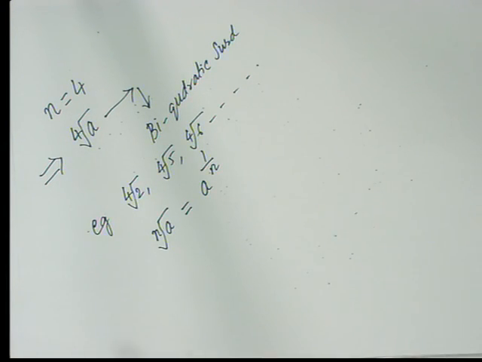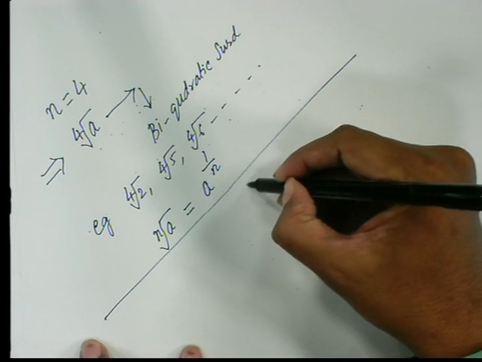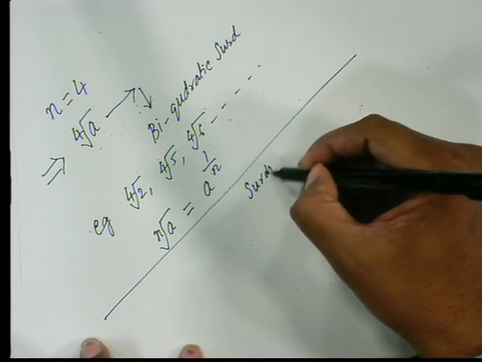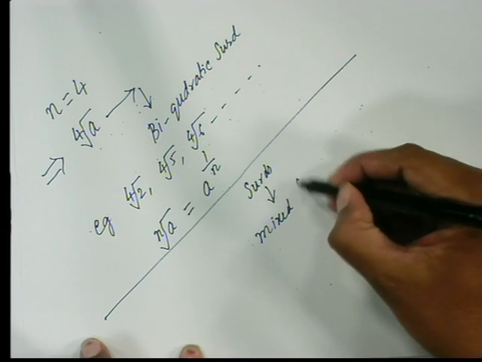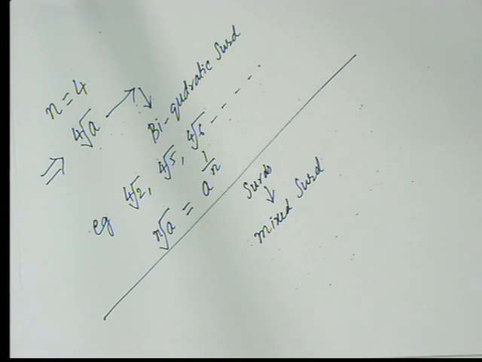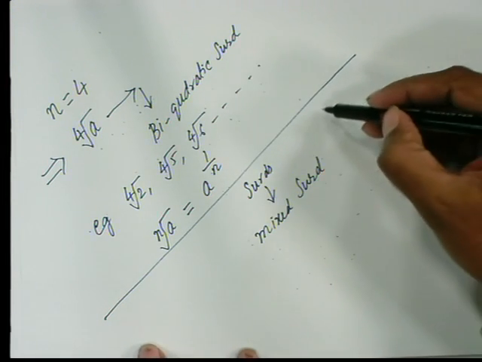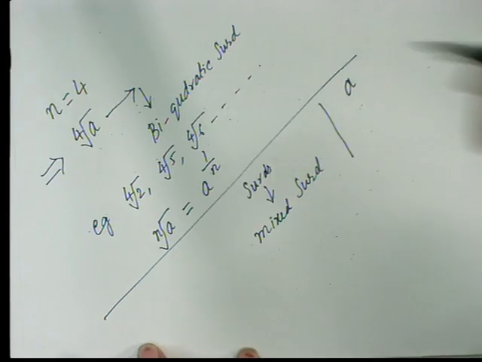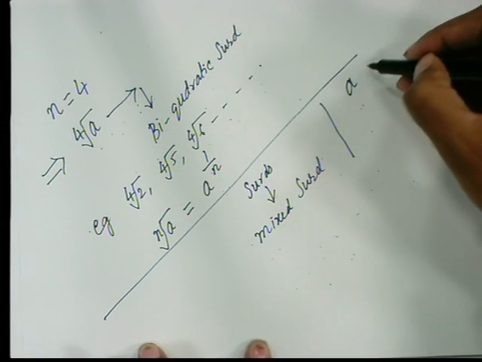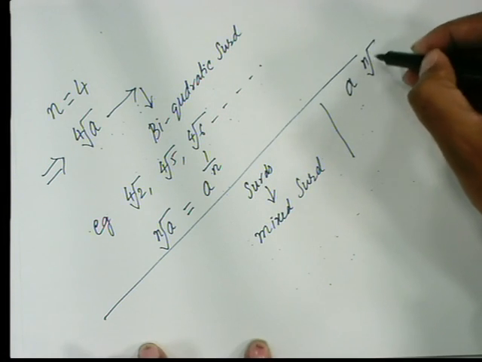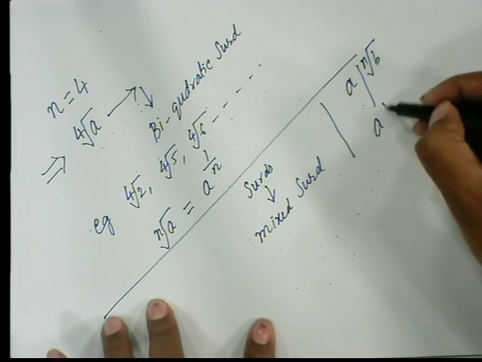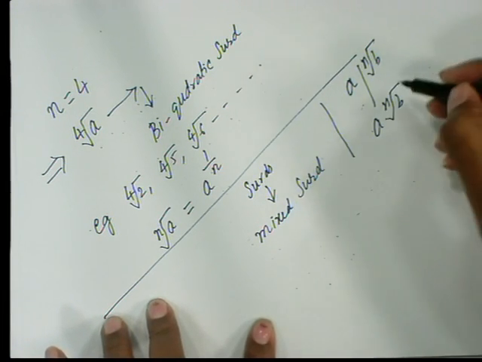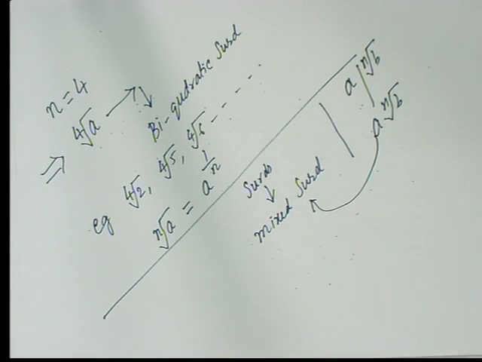Okay. Now let us discuss some more types of SURDS. These we can discuss as mixed SURDS. What is a mixed SURD? Mixed SURD means, suppose a is a rational number and nth root b is a SURD, then a multiplied by nth root b is called a mixed SURD.